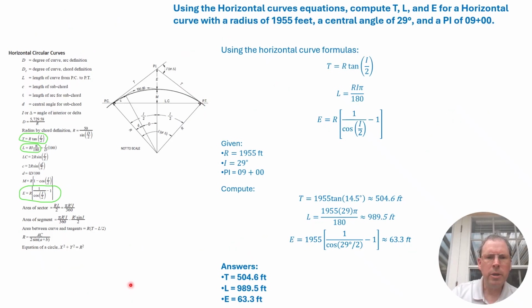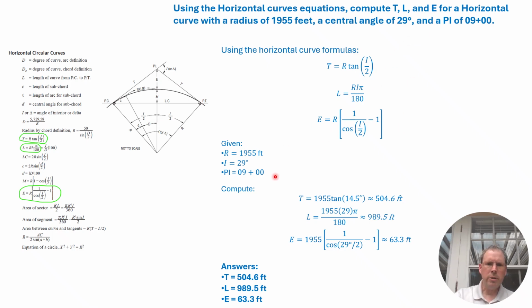Let's go ahead and look at an example. Let's say we're using the horizontal curve equations, compute the T, the L, and the E for a horizontal curve with a radius of 1955 feet, central angle of 29 degrees, and a PI of 9+00, that's given in stations. So we can pull some equations that we need in this list here.